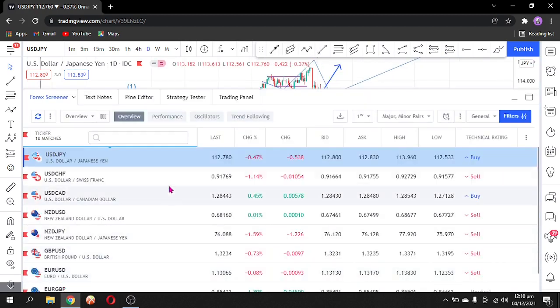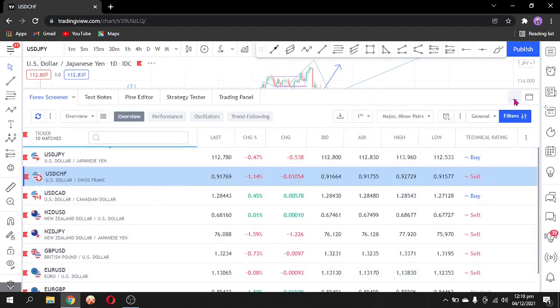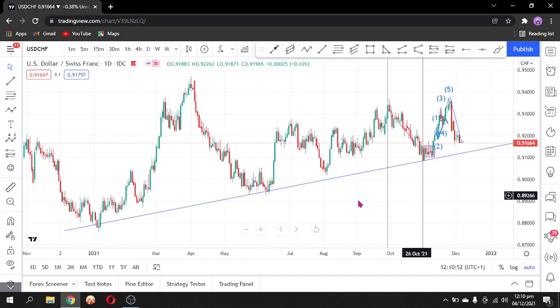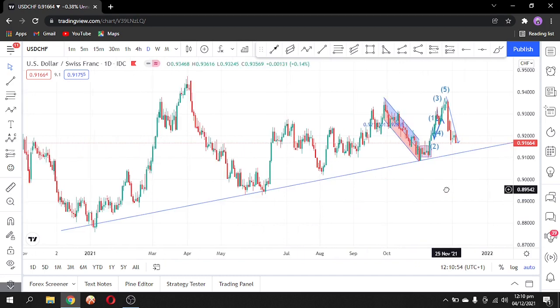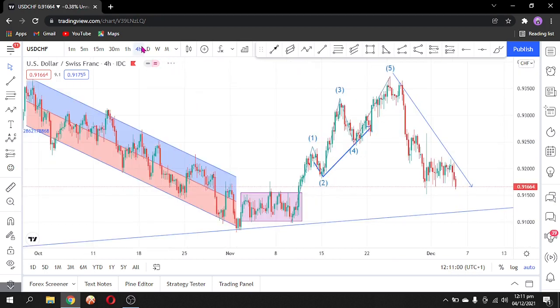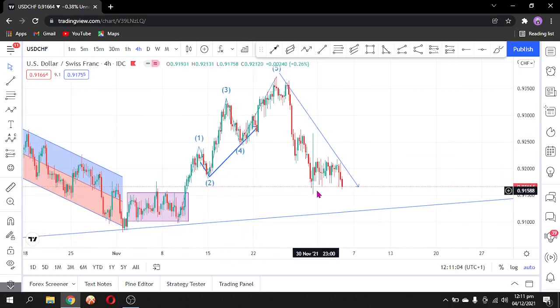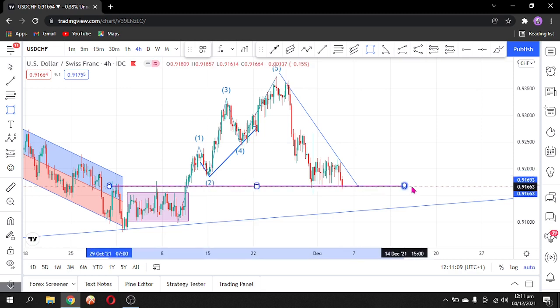The next currency pair we will look at is USDCHF. I had all these tools drawn earlier. On the daily time frame, the trend is bullish. So if we scroll back to our 4-hour time frame, we will discover another major support here.